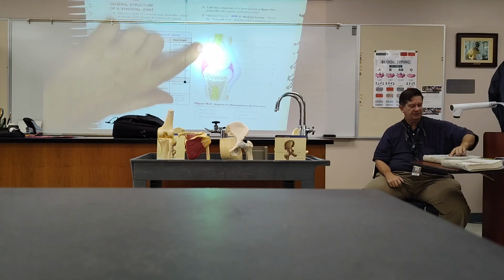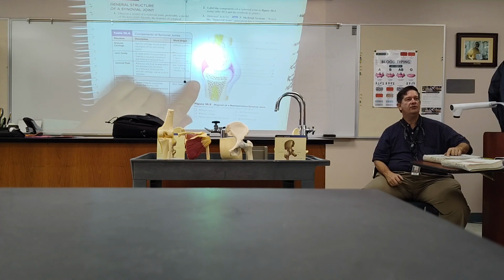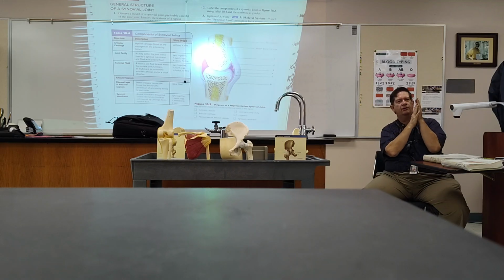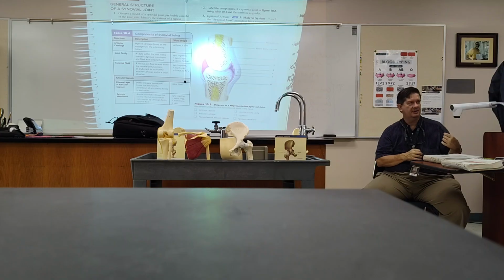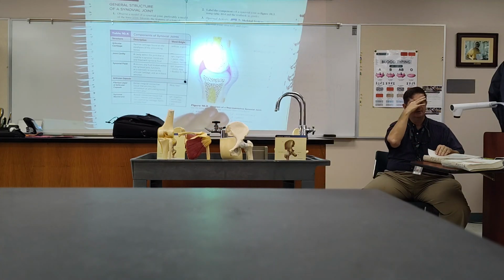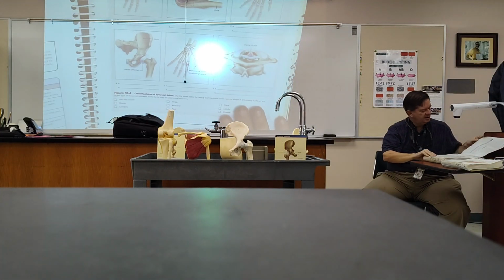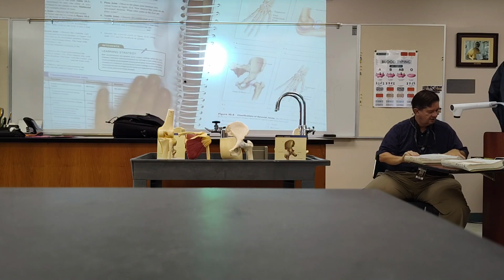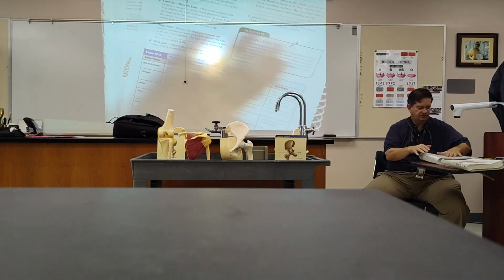So ones that are outside the joint capsule are extrinsic. Ones that are fused to the joint capsule and look like a thick part of the wall, those are intrinsic ligaments. And ones that are inside of the capsule, those are intracapsular ligaments. Are we good so far?